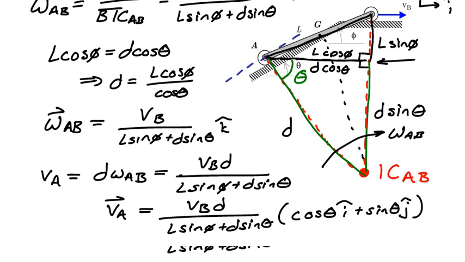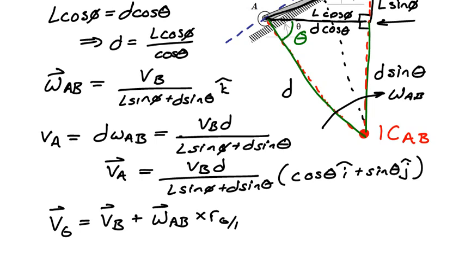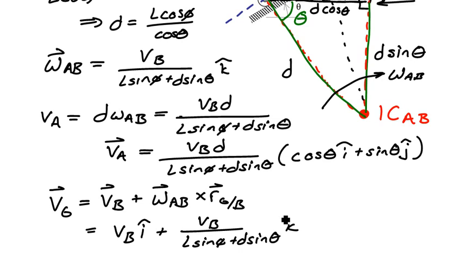In this case, perhaps what would be easiest is to simply note that the velocity of point G is going to equal the velocity of point B plus the omega of the bar AB crossed with the position vector between G and B. I'm going to choose to do this instead of using the method of instantaneous centers for this last part, because I don't want to have to do the mess to figure out the length of the line between point G and the instant center. So the velocity of point B is simply going to be VB in the i. I've already found that omega AB is equal to VB divided by L times the sine of the angle phi plus d times the sine of the angle theta in the k.